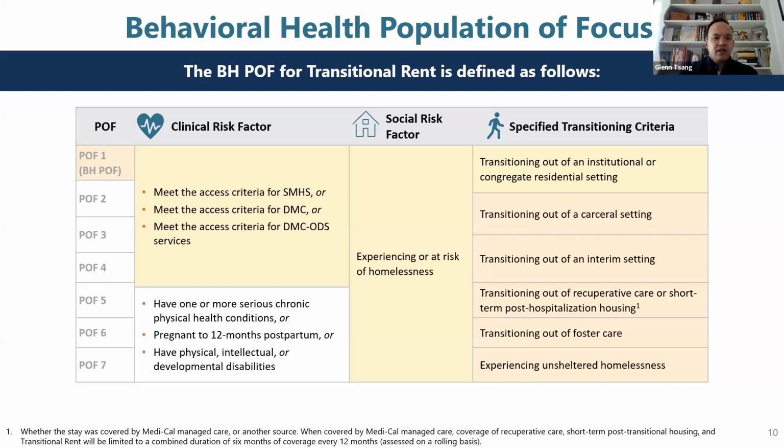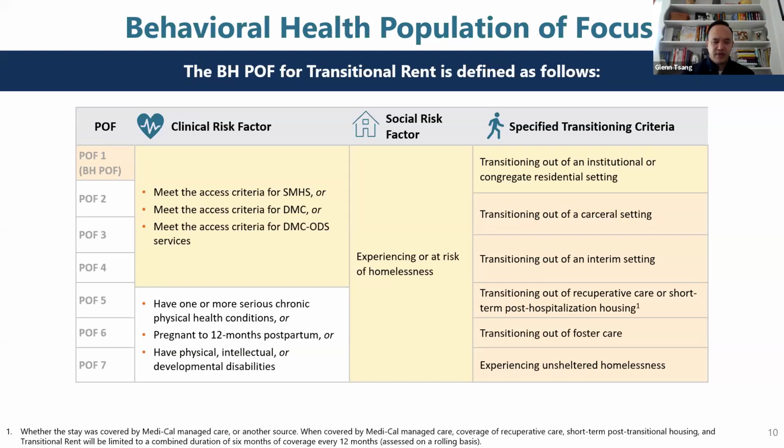So here, I wanted to flash this slide. On the far left column, you'll see POF, that stands for population of focus. Transitional rent, we will be implementing transitional rent in a phased approach. So what that means is we will be implementing by population of focus. I'll get into what the populations of focus are in the coming slides.